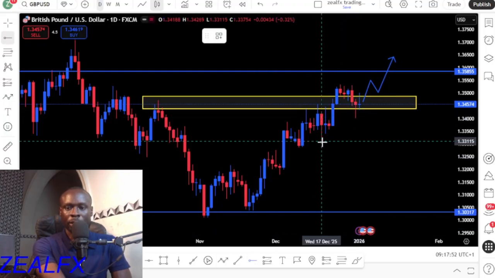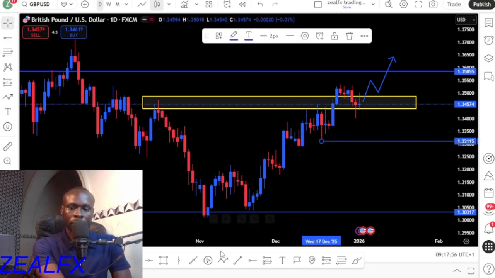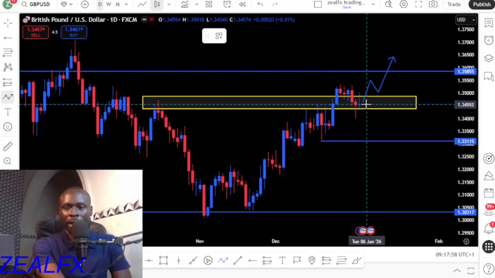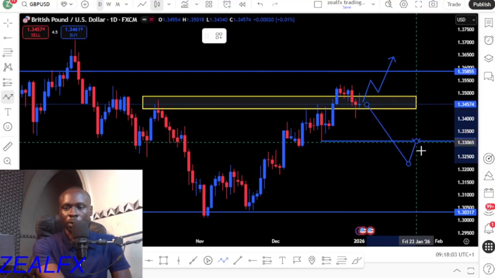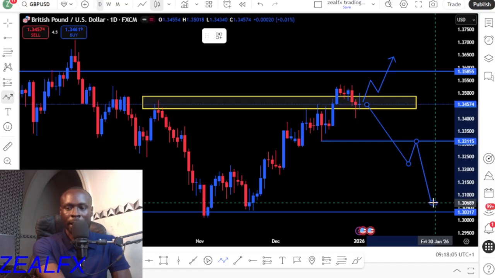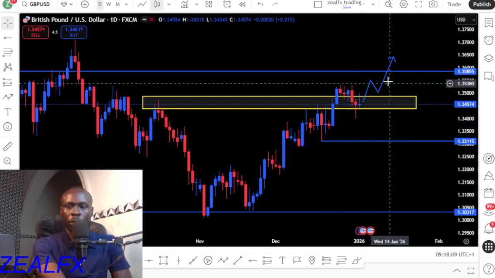We need price to convert this higher low. Once price can break below this higher low, we start looking for selling opportunities for pounds to the downside. So currently we don't have a clear direction on the daily chart.